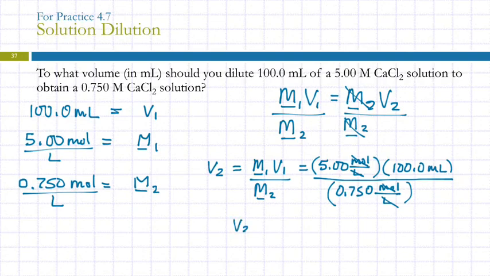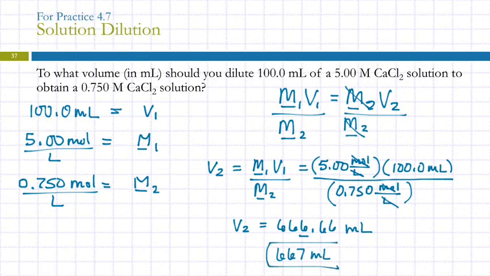So volume 2 should have 3 sig figs. 666.66. That's kind of scary. Milliliters. So when we round that, we get 667 milliliters.